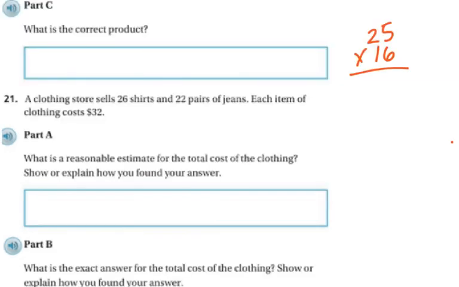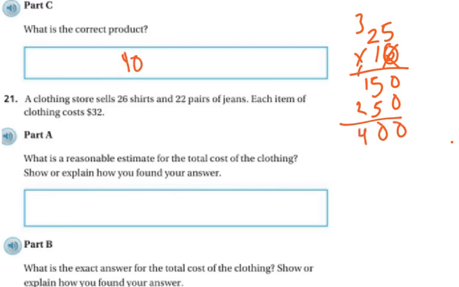And then what is the correct product? Well, 6 times 5 is 30. Regroup the 3. 6 times 2 is 12, plus 3 is 15. Now I'm doing the tens position, so I've got a 0, then 5 and 2, 1 times 5, 1 times 2, 3, 4. So the answer should be 400.